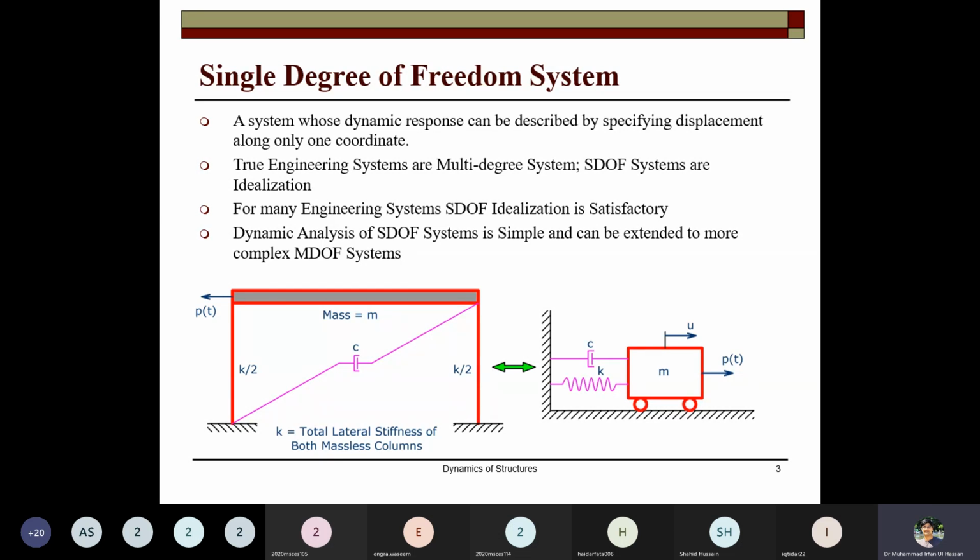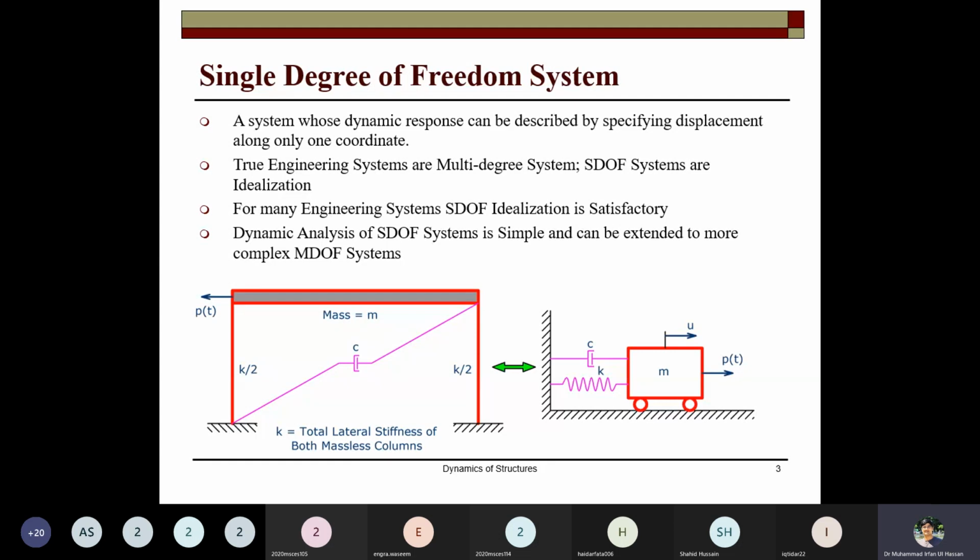For many engineering systems, the single degree of freedom idealization is satisfactory. We can say that the single degree of freedom system is fine for many systems. Dynamic analysis of a single degree of freedom system is simple and can be extended to more complex multi-degree of freedom systems. Initially you start with the single degree of freedom system, and if you learn about the free vibrations, forced vibrations and harmonic vibrations of the single degree of freedom system, then you can extend your work to the multi-degree of freedom system.